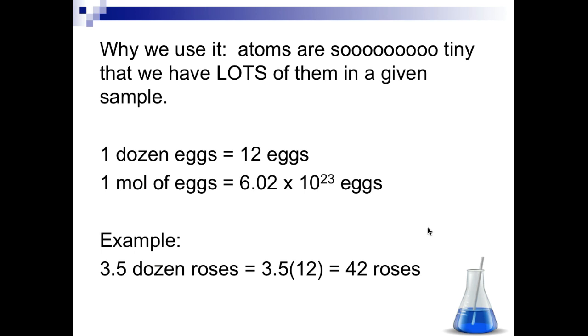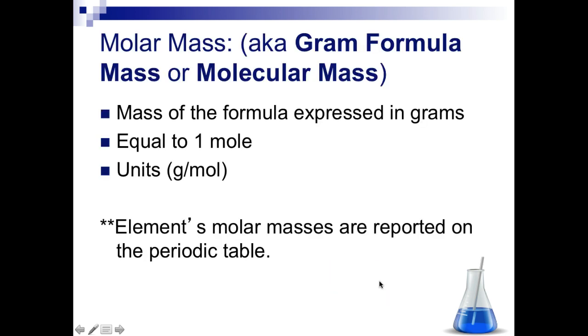Why do we use it? We need to understand that atoms are so tiny that we have a lot of them in any given sample. So when we're looking at something that has a lot of things, like a dozen eggs, we know that there's 12 eggs. Well, 1 mole of eggs is 6.02 times 10 to the 23rd eggs. If we were to have 3.5 dozen roses and I wanted to know how many roses you would have, you would take 3.5 times 12 and you would have a total of 42 roses.